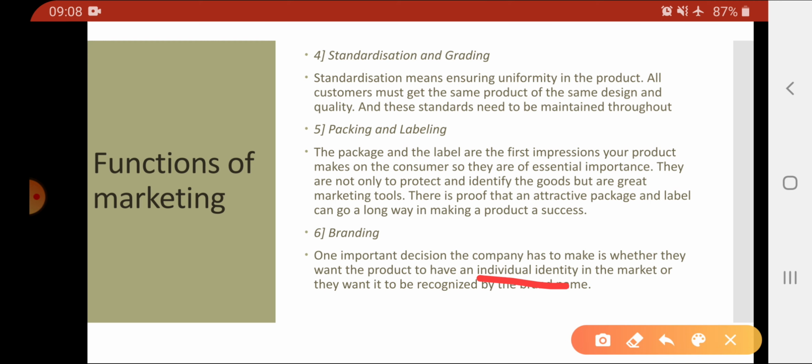It's written over there: individual identity in the market. Your product, which you are selling in the market, should have an individual identity so that your product can easily attract the customer.